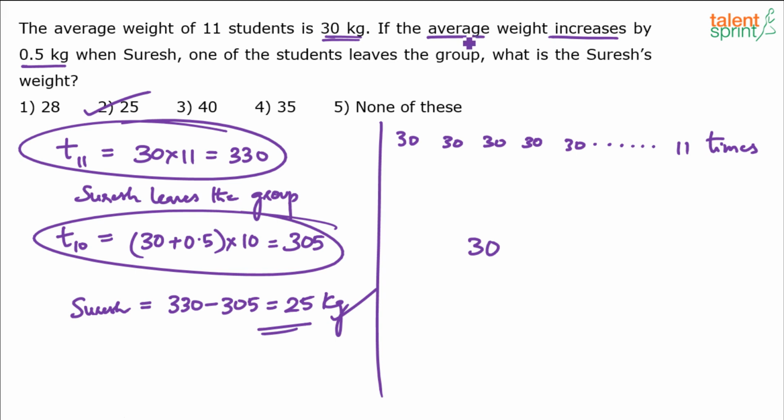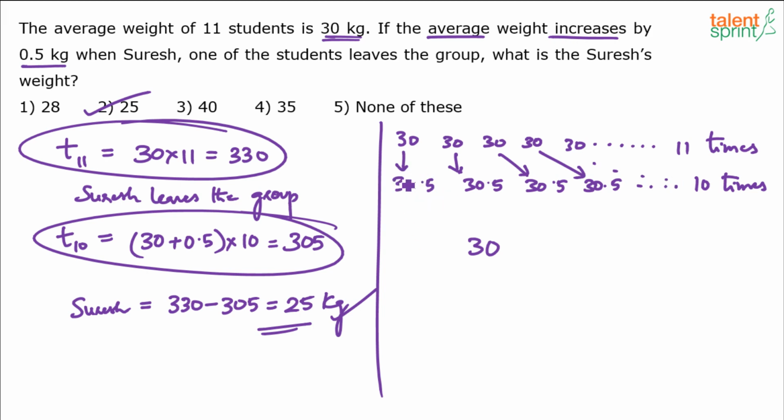Once Suresh left, the average weight increases by 0.5 kg. That means now I have 30.5 as the value. Average is how much? 30.5. How many times? 10 times. So what happens? The value which was 30 has now become 30.5.